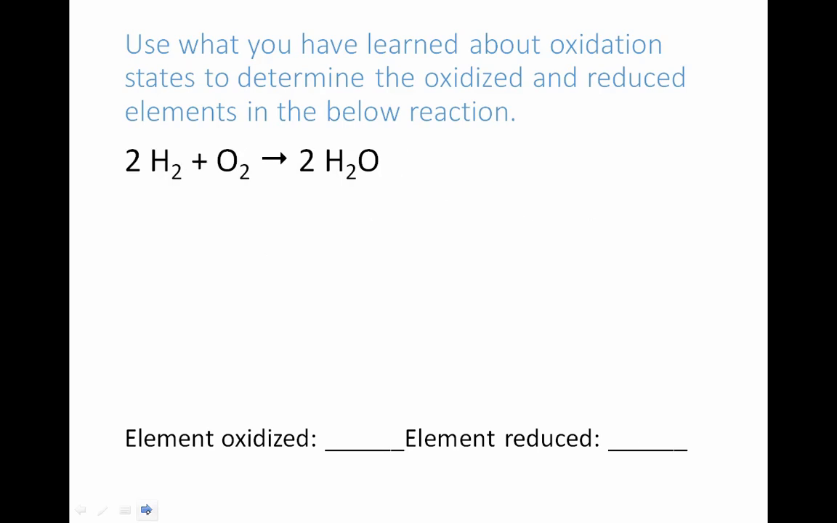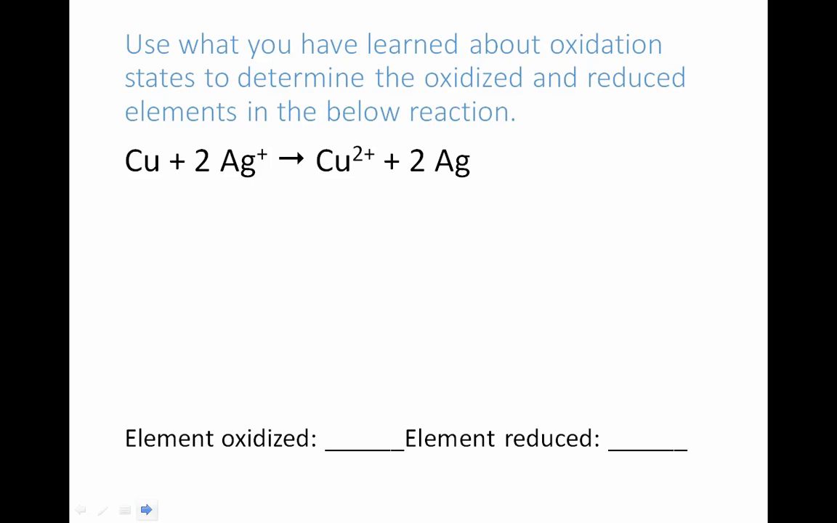Let's do more examples. Determine which one is oxidized and which one's reduced. So we have hydrogen and we have oxygen. So hydrogen, its oxidation state on the left-hand side, and notice these are already balanced, is 0. What's oxygen's oxidation state on the left-hand side? 0. What's hydrogen's oxidation state on the right-hand side? +1, and oxygen's is -2. So which one of these had a decrease in oxidation state? Oxygen. So that means it's reduced and hydrogen is oxidized.